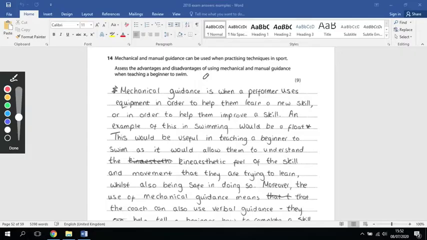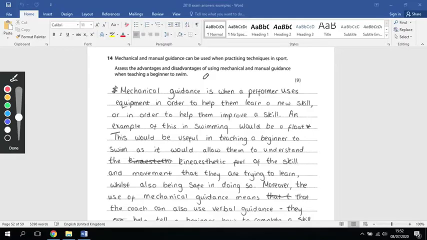As you know, for a 9-marker, the success criteria, you have AO1, AO2 and AO3. AO1 is where you need to apply knowledge and understanding of mechanical and manual guidance. To gain AO2, you need to apply knowledge of the use of guidance with a beginner in swimming, so you actually have to apply it to that sport. And finally, you need to evaluate the topic. Make a reasoned judgment about the advantages and disadvantages of these types of guidance with a beginner swimmer.